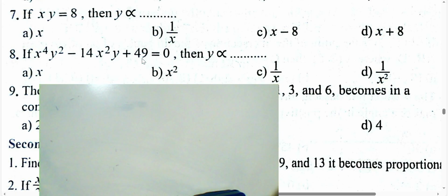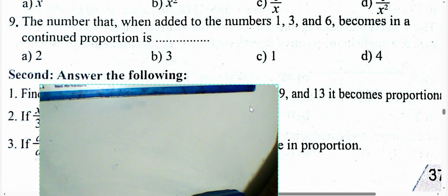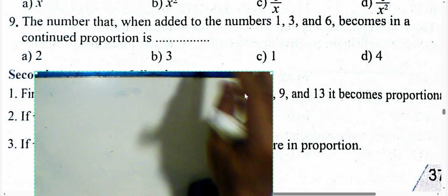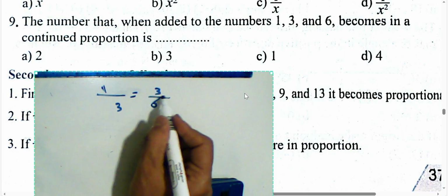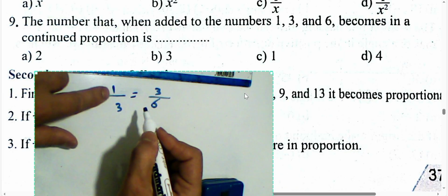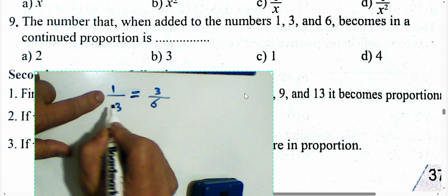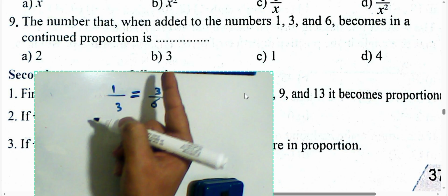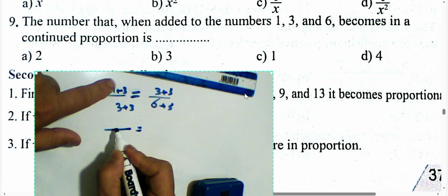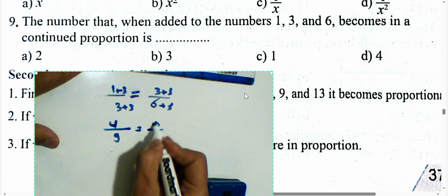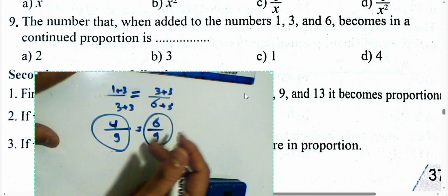Next question, number 9. The number that, when added to any two of the numbers 1, 3, 6, makes them continuous proportional. We have 1 and 3, and 3 and 6. What is the number? We add it to the numerator and denominator of both ratios, which will be equivalent. What about 3? If we add 3, then 1 plus 3 is 4, 3 plus 3 is 6, 3 plus 3 is 6, 6 plus 3 is 9. Are these two fractions equal, correct or not?